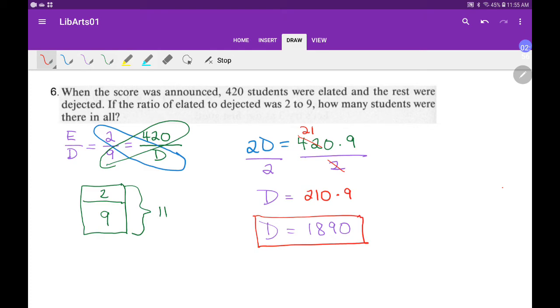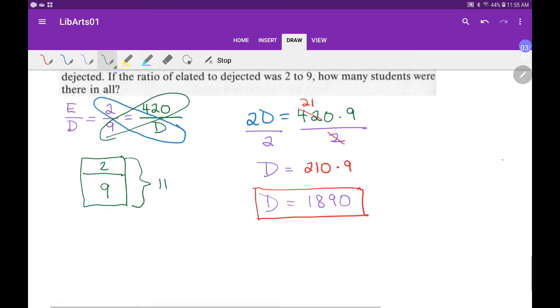So maybe it's not such a small school after all. There's a lot more dejected than elated. So if I wanted the total, I'd add the 1,890 together with the 420, and I guess that's a pretty big school. Okay, sorry. I saw the 420 and I thought, not a very big school, but then I remembered most people were dejected in this story, so it's just a small percent who are elated.